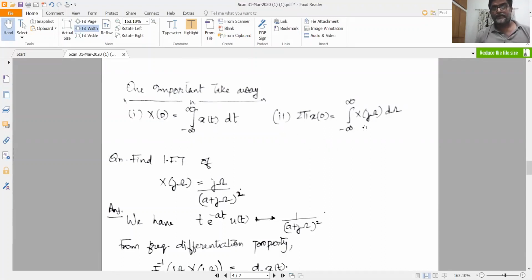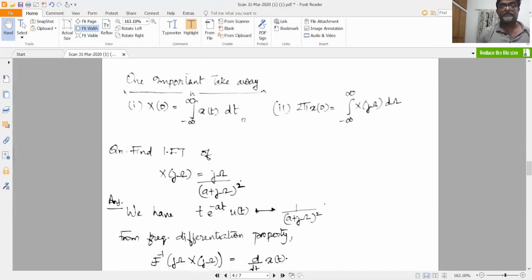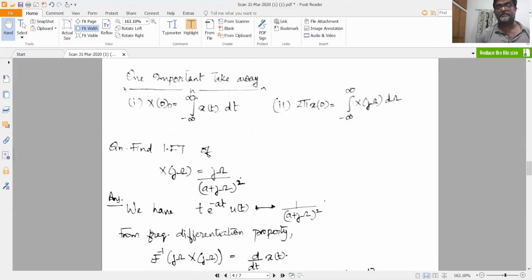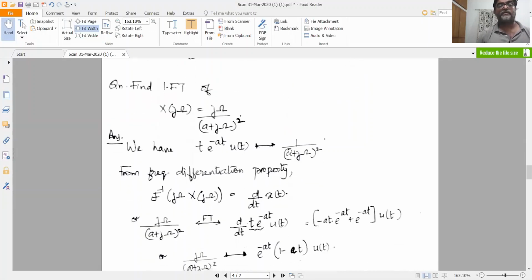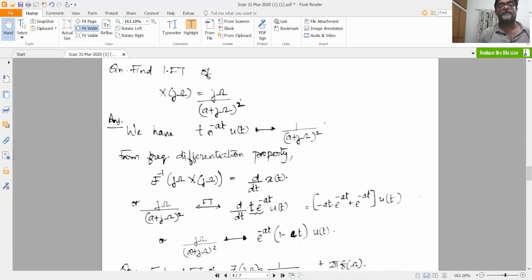Likewise, the area under the spectrum gives you 2 pi times the value of the signal at t equal to 0. So these two are very important takeaways from the second question that we undertook. So please remember these results. Now we will move on to some problems on finding inverse Fourier transforms.